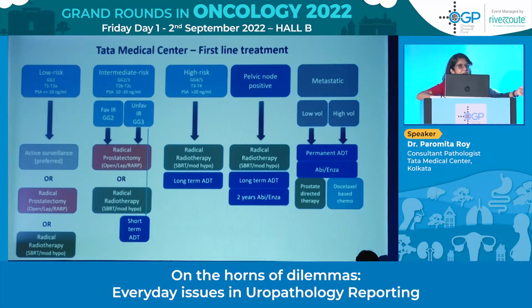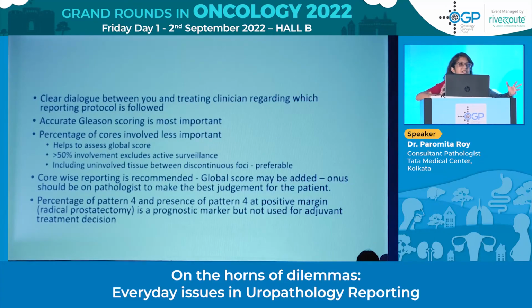So keeping that in mind, whether you're calling somebody a focal 3+4 or a 4+3, depending on which guidelines you're following, GUPS or ISUP, it makes a difference. It's so important that you and your clinician have a clear dialogue. Whichever you're following, there is a lot of difference in opinion. I'm not an expert to actually comment on which is ideal, but we follow ISUP because we feel that is more pragmatic in the Indian setting. And the Gleason score is the most important.